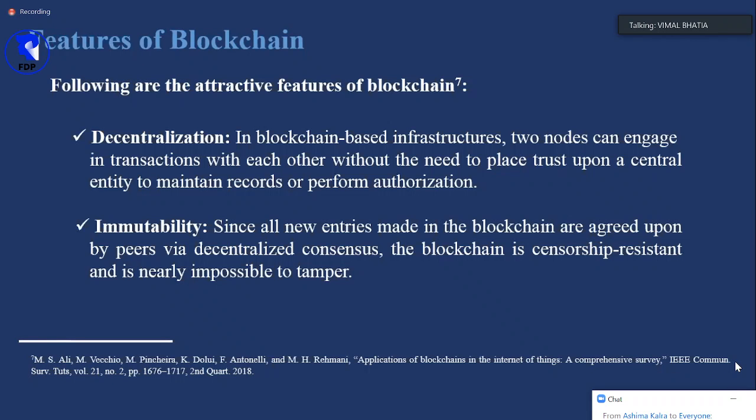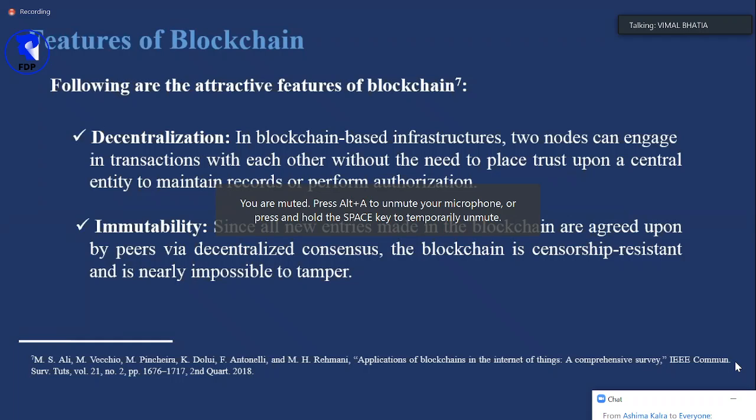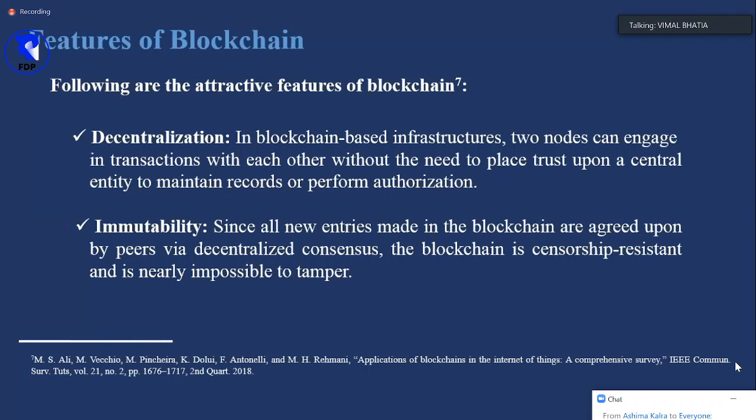Following other attractive features of blockchain, one is say decentralization. So a blockchain-based infrastructure has two nodes can engage in a transaction with each other without the need to place trust upon a central entity. So currently, a lot of the things we do, let's say I'm doing a communication call, so it goes through my base station, and then my SIM card is authenticated.